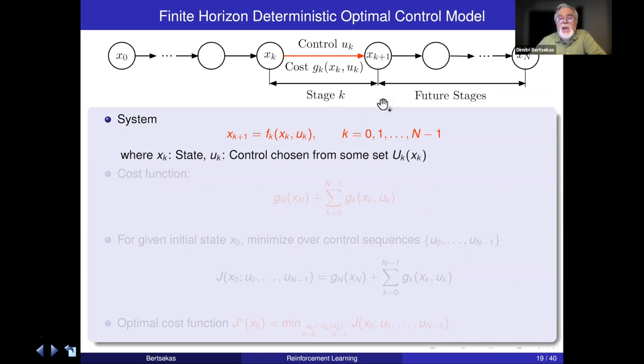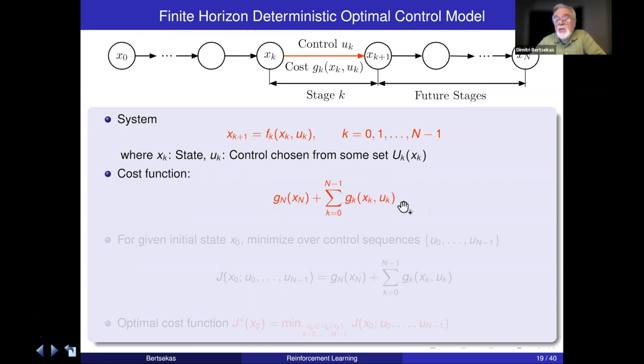So that's how the system operates. It starts at x0, apply control u0, goes to x1, then apply u1, go to x2. More generally, when we arrive at state xk, we apply a control uk and we end up going to state xk plus one. We do this over n stages. And for each one of these transitions, the k transition in particular, there's a certain cost, gk, another function of the state and the control.